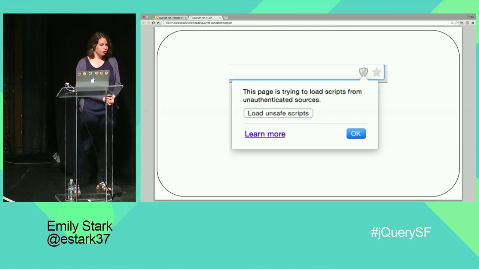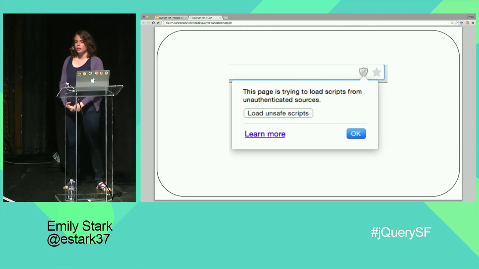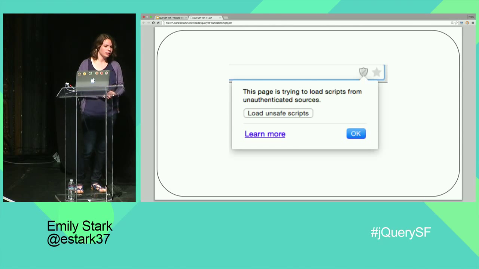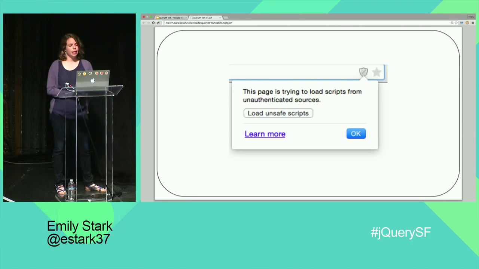So if you try to run a script over HTTP when your site is served from HTTPS, it can actually end up with your users having a broken experience. So this is why it's important to go update your absolute links to point to HTTPS versions of your sub-resources, avoiding mixed content.